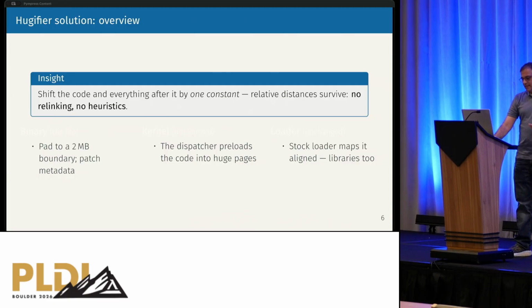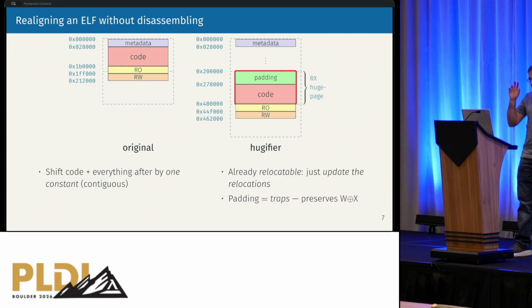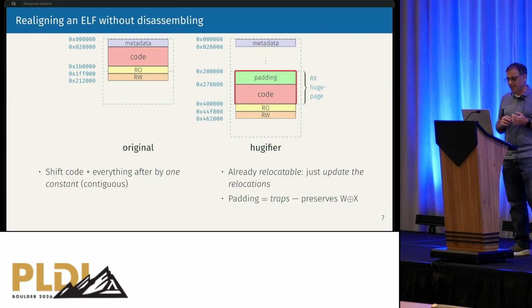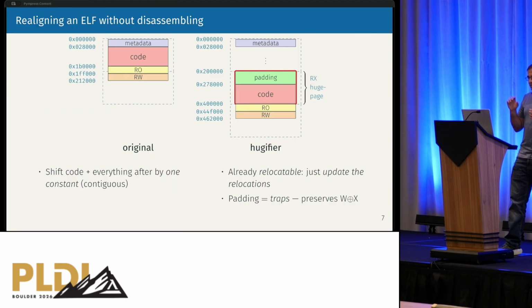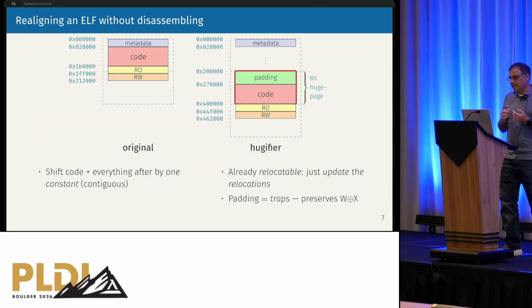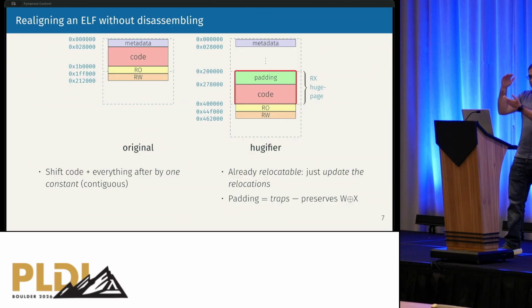The first thing I need to explain is how we do this magic of getting huge pages. We can see here the original layout of glibc and how we are changing it. The secret is that while we cannot move arbitrary segments, the code segment, which is usually the second segment coming after the metadata, can be shifted with all the other segments downwards.